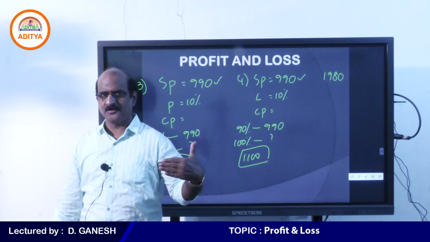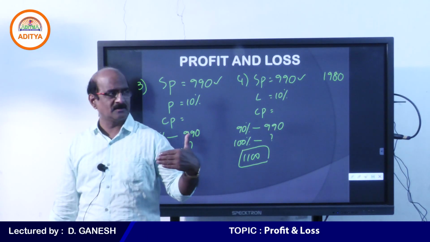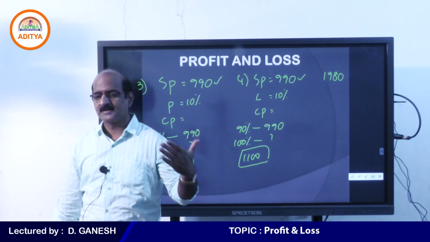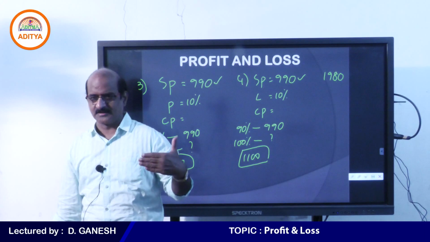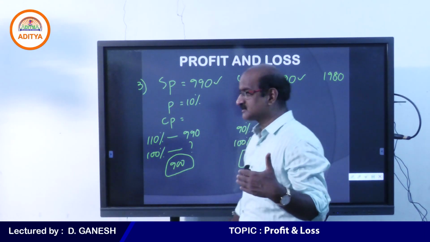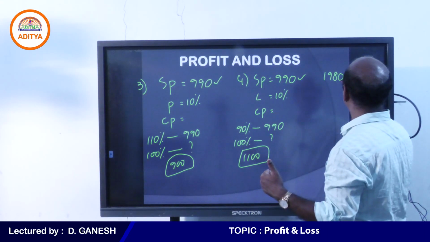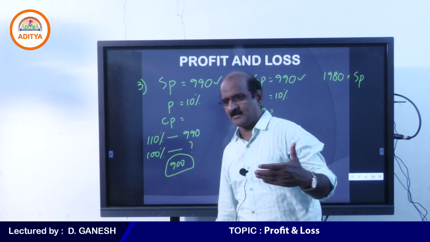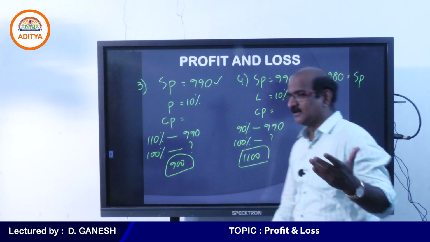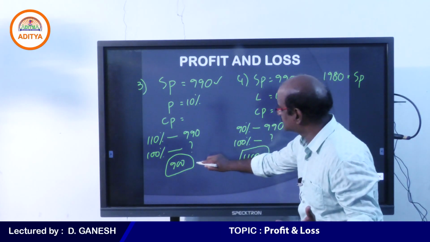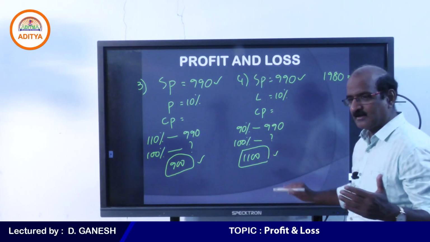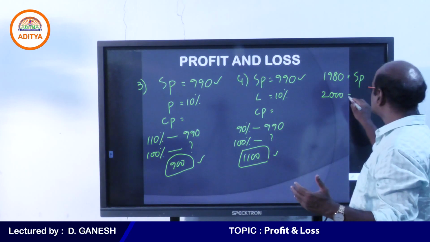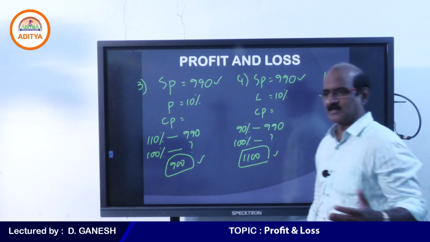Do you understand what 1980 is? That was the selling price of two articles, 990 plus 990. Tell me, what is the cost price of both the articles? 900 plus 1100 is 2000. 2000 is the cost price of both the articles.